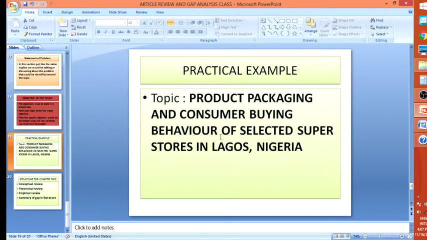How do I mean? Obviously, we are not the first people to write. Okay, I'm taking my topic for instance. Obviously, I'm not the first person to write on product packaging. Someone somewhere or a group of people must have said something about product packaging. Some people would have said something about consumer buying behavior. So in my chapter 2, this is where I talk about all what people have said or have done in relation to this topic. So that's what chapter 2 is all about.